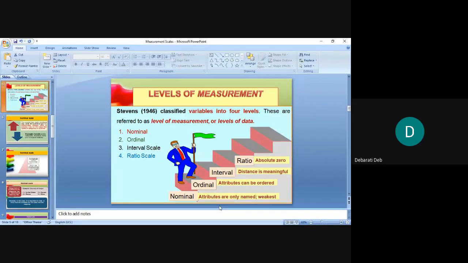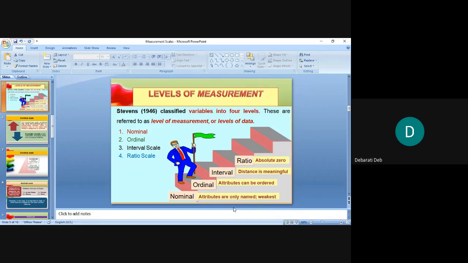Nominal: in nominal, attributes are only named. Weakest. Attributes are again the variables, the features for which you are collecting data. So the nominal scale is called the weakest type of scale. Here only the attributes will be named, say number 1, number 2, or weak, strong, like that only you can name. In nominal scale you can only name the attributes, and this is called the weakest type of scale.